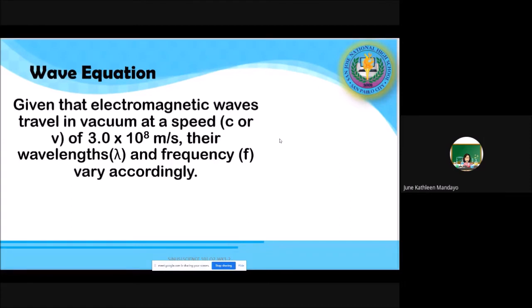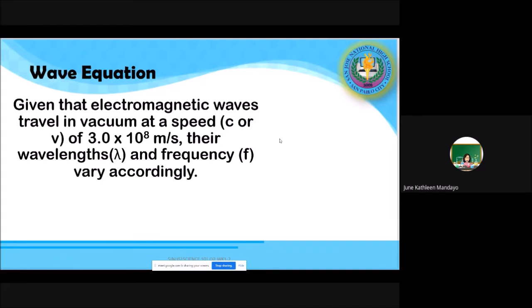Given that electromagnetic waves travel in a vacuum at a speed c of 3.0 times 10 to the 8 meters per second, their wavelength and frequency vary accordingly. Again, for electromagnetic waves in a vacuum, as a condition or a medium, the speed is constant at 3.0 times 10 to the 8 meters per second. Ma'am, is this the speed of light? Yes, of course, light is a form of electromagnetic wave. So in a vacuum, its speed is constant.